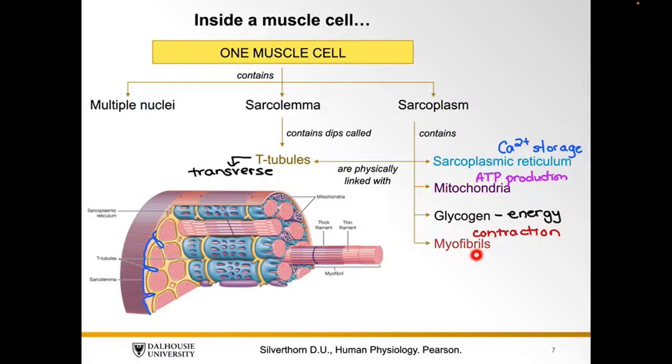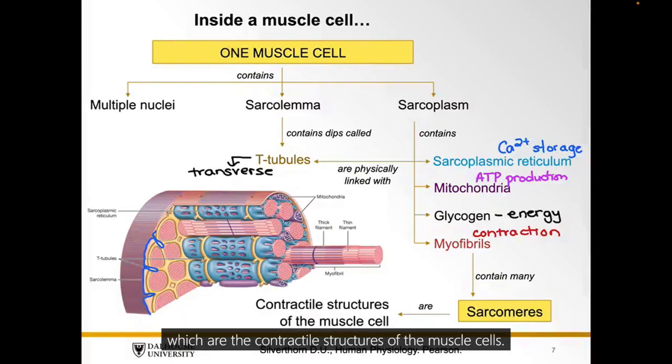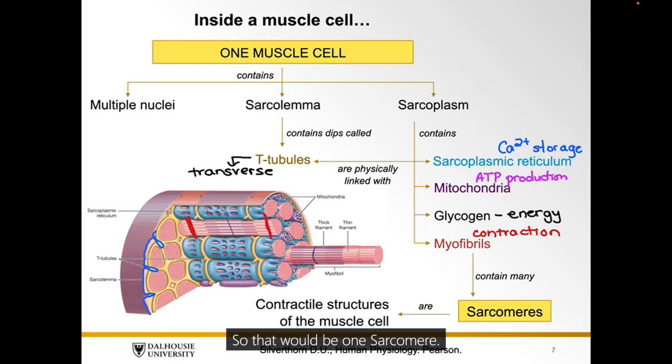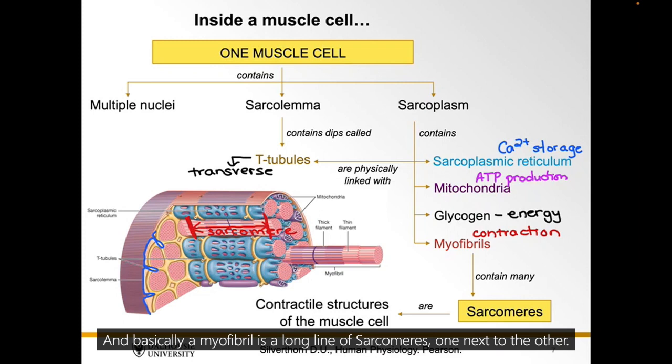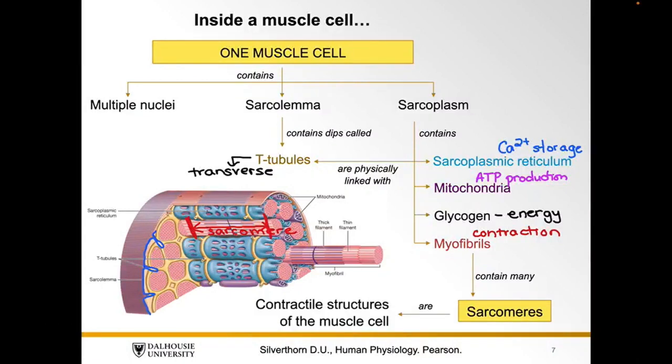Now we're going back to the myofibrils. We said the myofibrils are responsible for the contraction of muscle. And they do that because they contain sarcomeres, which are the contractile structures of the muscle cell. And we see a sarcomere right here. So a sarcomere starts from here to here. Okay, so that would be one sarcomere. And basically, a myofibril is a long line of sarcomeres, one next to the other, next to the other, next to the other. So our next slide, we're really zooming in to what is inside a sarcomere.